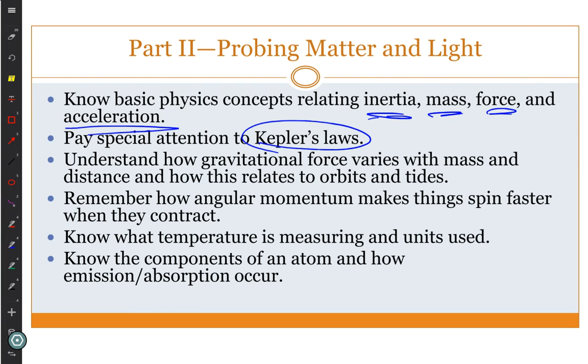Okay, so then this third law. The third law is the one that we do use an equation for. That's the one that says that the period squared in units of years is equal to the semi-major axis in astronomical units cubed.